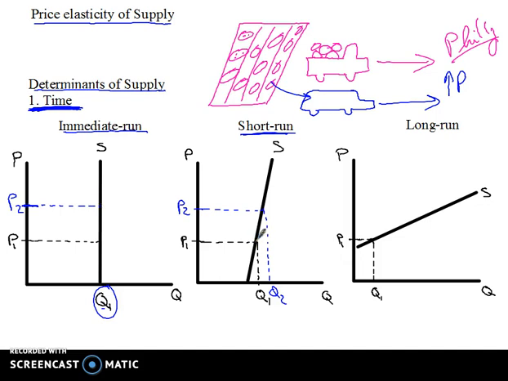But in the short run, if you give them a couple hours, by 10 o'clock, 11 o'clock, they can have more watermelon down at their stand in Philadelphia. So the higher price will lead to a higher quantity supplied. And then in the long run, if he has a lot of time, well, then he can respond to all of this, to these higher prices.